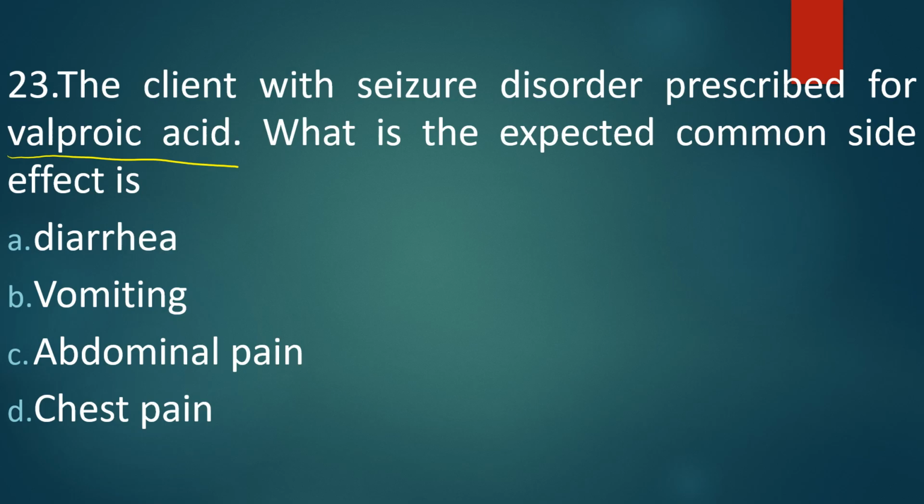Now let's see what is the action of valproic acid. This valproic acid is used to treat bipolar disorders, epilepsy, migraine, these kinds of disorders. So the side effects are usually life-threatening, to the pancreas, stomach, diarrhea, tumors. Diarrhea is the right answer.